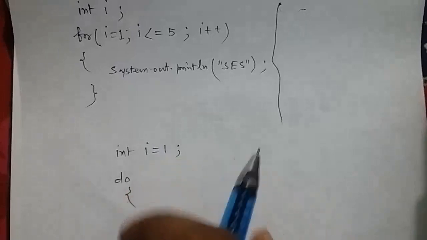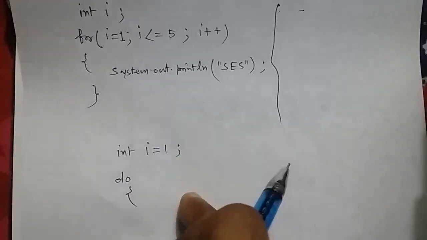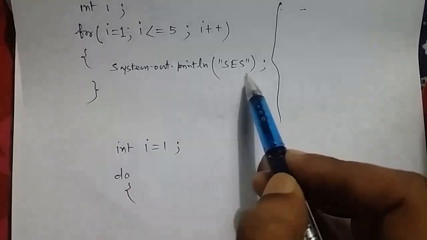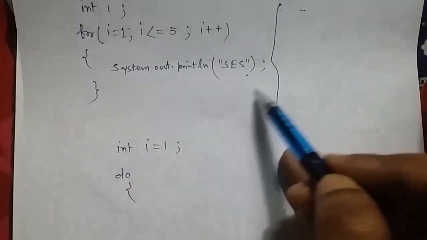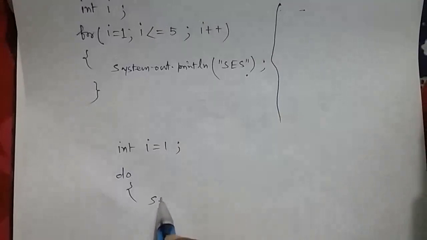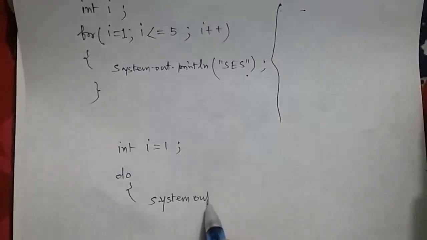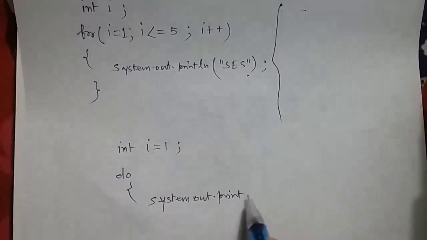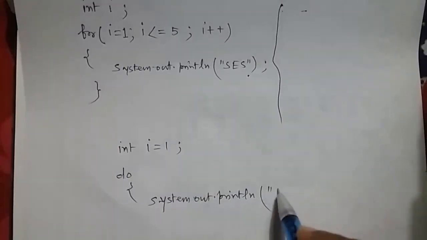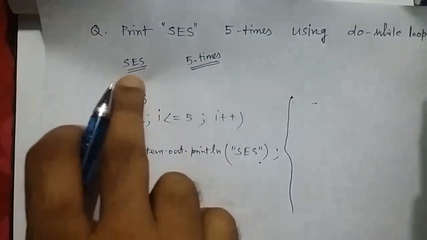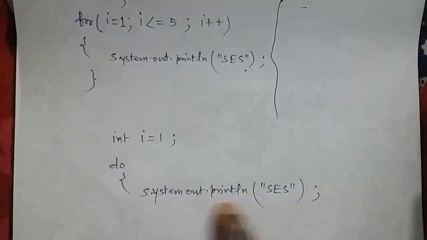Okay, and after that, do. Inside the do block, you have to write the executable statements. So what are the executable statements? As of now I see only one executable statement here, so you can write the same executable statement, System.out.println. The executable statement is the same because the task is not different. The task is to print ACS 5 times. So that is the executable statement.